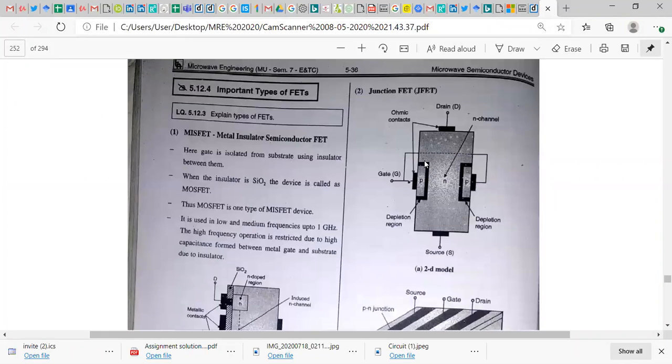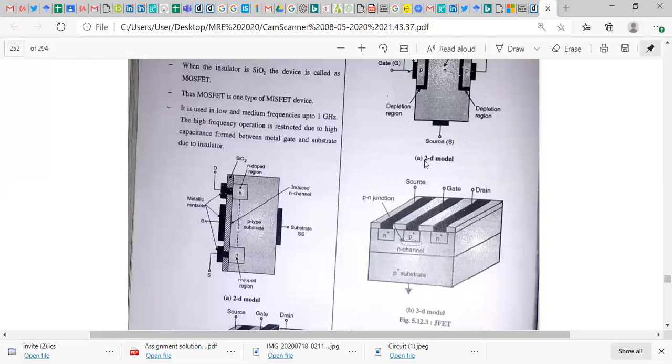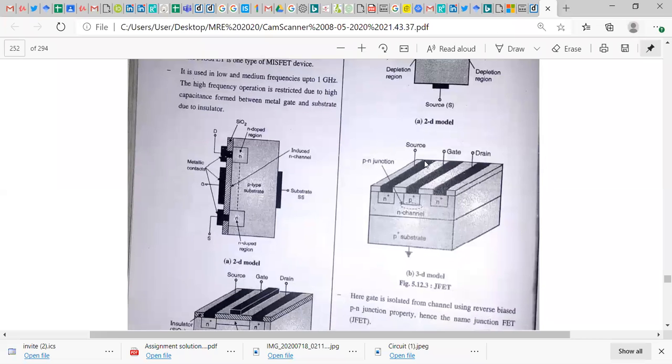Next was junction FET, JFET. In JFET also we isolate the gate terminal from the device. But here we are not using any insulating material or insulator. We use a technique. We are using a PN junction diode, and the gate is connected to the P type of material.